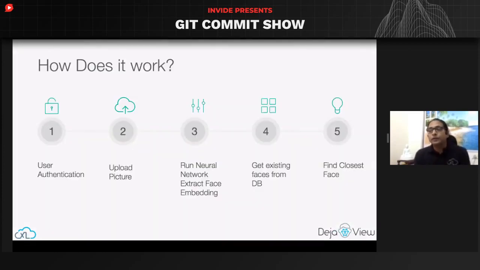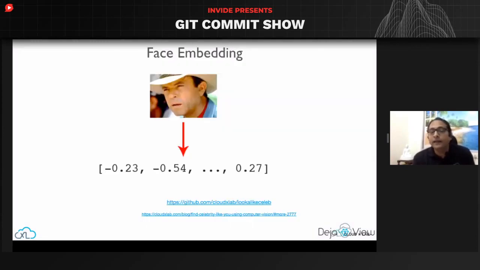All right, so I'm going to go into more details about the architecture. But before that, I would like to explain to you what exactly an embedding is. The way embedding works is that an embedding is generated by a neural network. The neural network takes a photo and converts it into numbers.